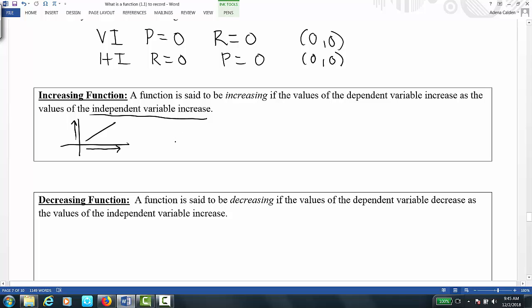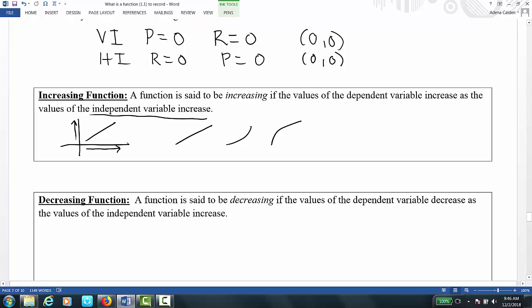There's a lot of different ways that functions can increase. They can look like I just drew on the first picture, which is pretty linear. They can be curved in many ways, but as long as they're going up from left to right, then that picture indicates that they're increasing because as the x values go up, the y values go up.